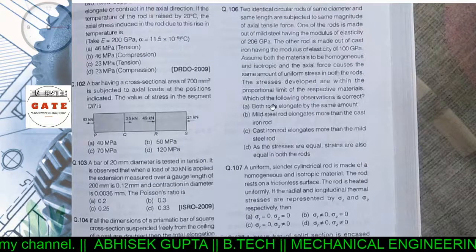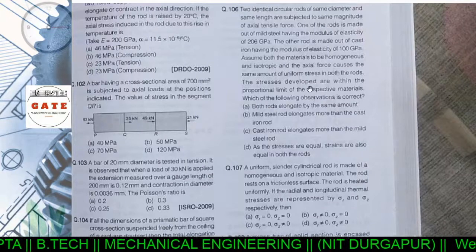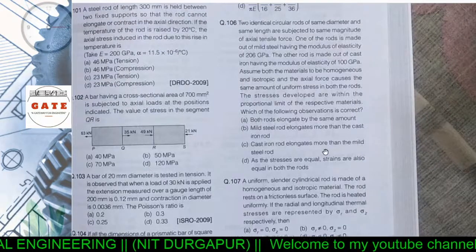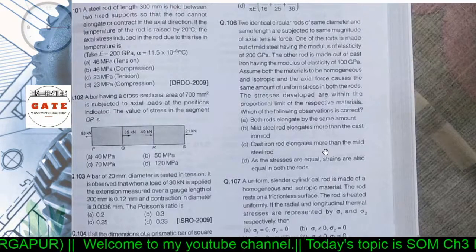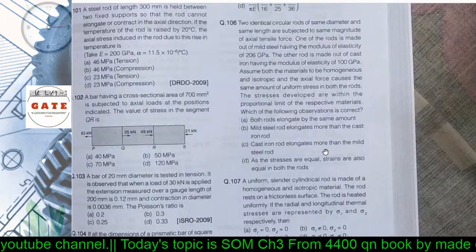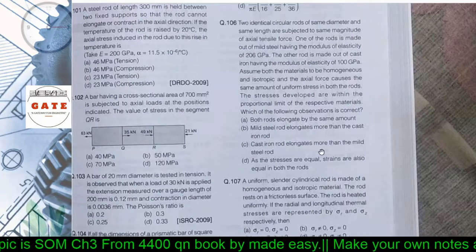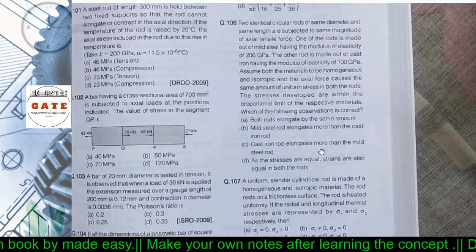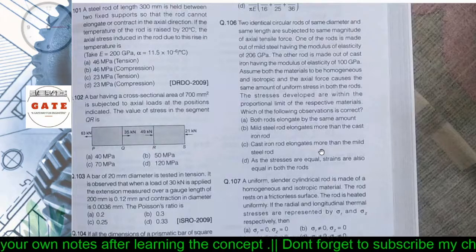For the respective materials, which of the following observations is correct? Both rods elongate by same amount. Mild steel rod elongates more than cast iron. Cast iron rod elongates more than mild steel. As the stresses are equal, strains are also equal in both rods. So comment the answer. My energy is lost by reading this long question. 106. Okay. So how to find elongation delta L? E is given, so PL upon AE.